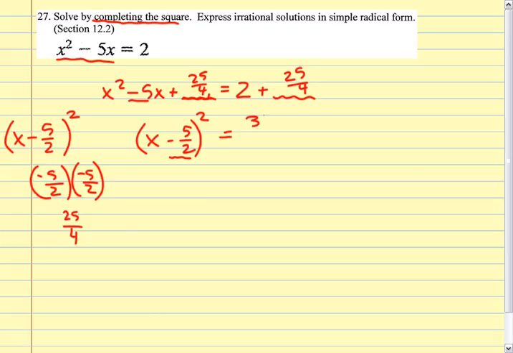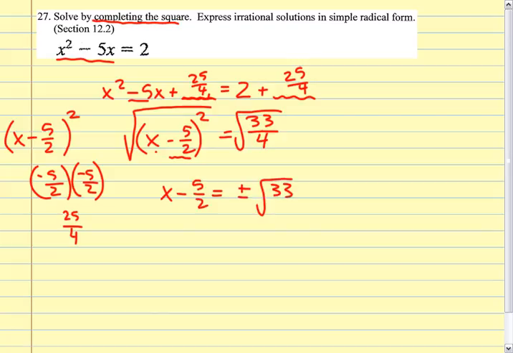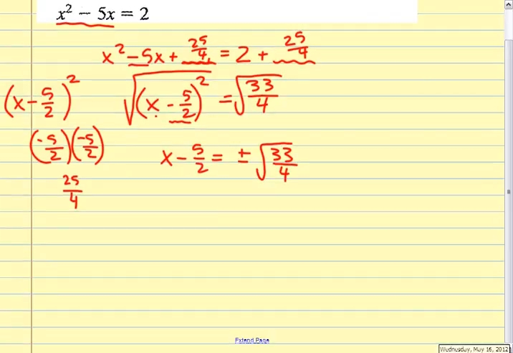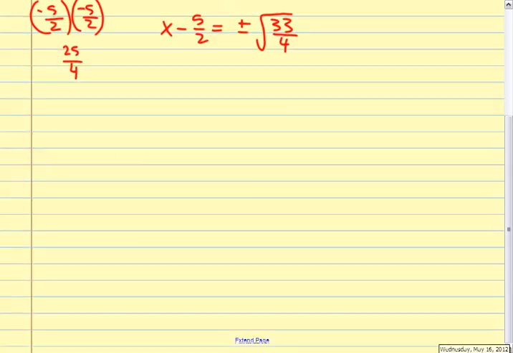33/4. And then I'm going to take the square root of this side and the square root of this side, but I've got a variable underneath the radical sign, so I know I've got to say x minus 5 over 2 is equal to plus or minus root 33 over 4. Okay. Let's see what we do with this now. I know I'm going to add 5 halves to both sides, so let's go ahead and do that.